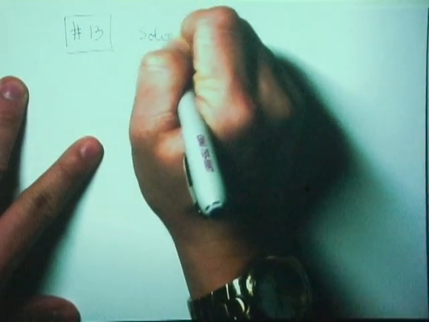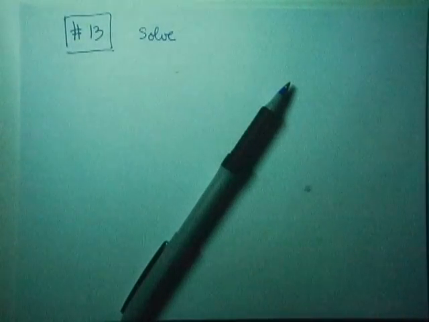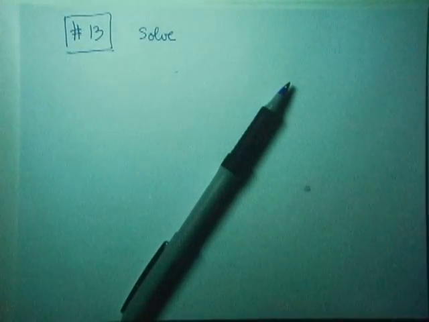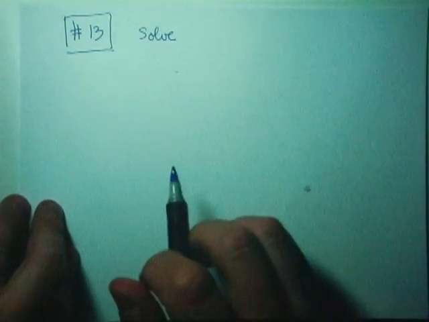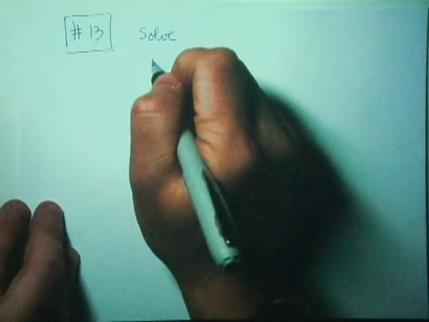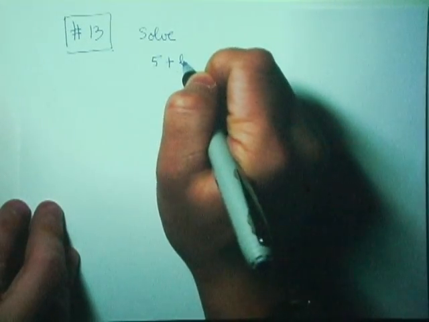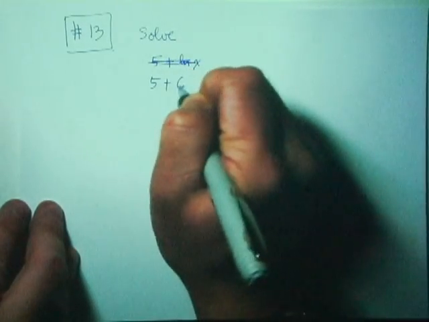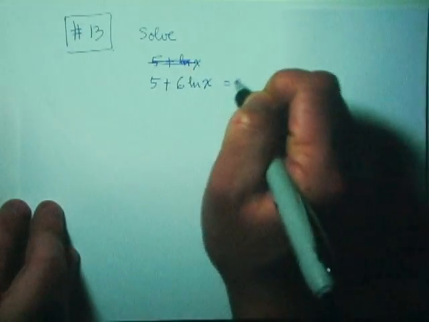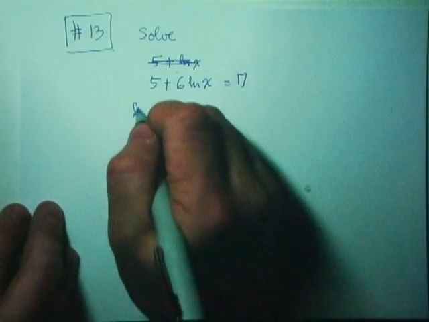Okay, problem number 13. We would like to solve again, and this time, once again, we are looking into logarithm equations here. I have 5 plus 6 natural log of x equals 17. Okay? And we would like to solve for x.